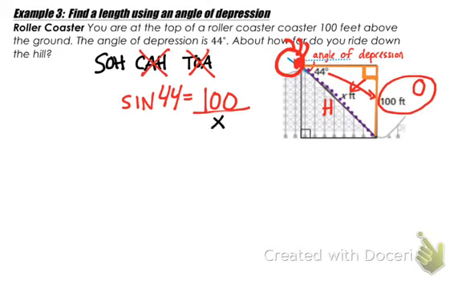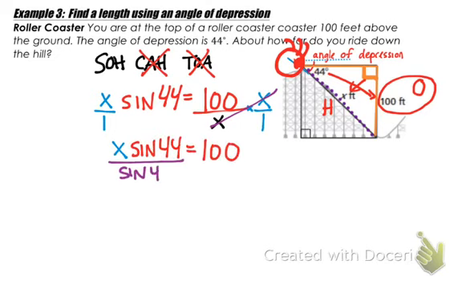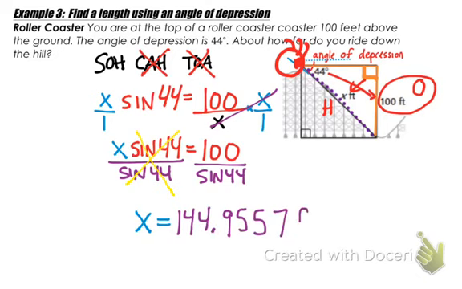Okay? So just like in the previous examples, because we're dividing 100 by x, we're going to multiply both sides by x over 1. Cross that out. So x times sine of 44 equals 100. Divide both sides by sine of 44, excuse me. And then you get x equals 144.9557 feet.